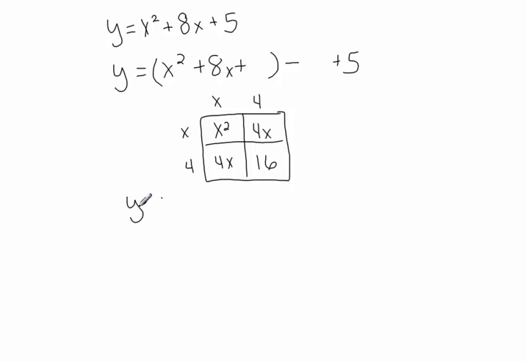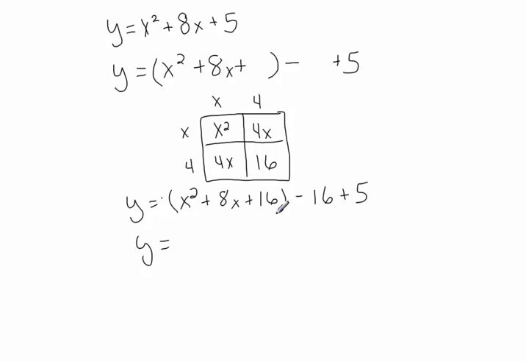So now my equation, inside the bracket I've got an x squared plus 8x plus 16. And again, I inserted a 16 that wasn't there, so I turn around and take the 16 out of the equation. And I've still got my addition of 5.